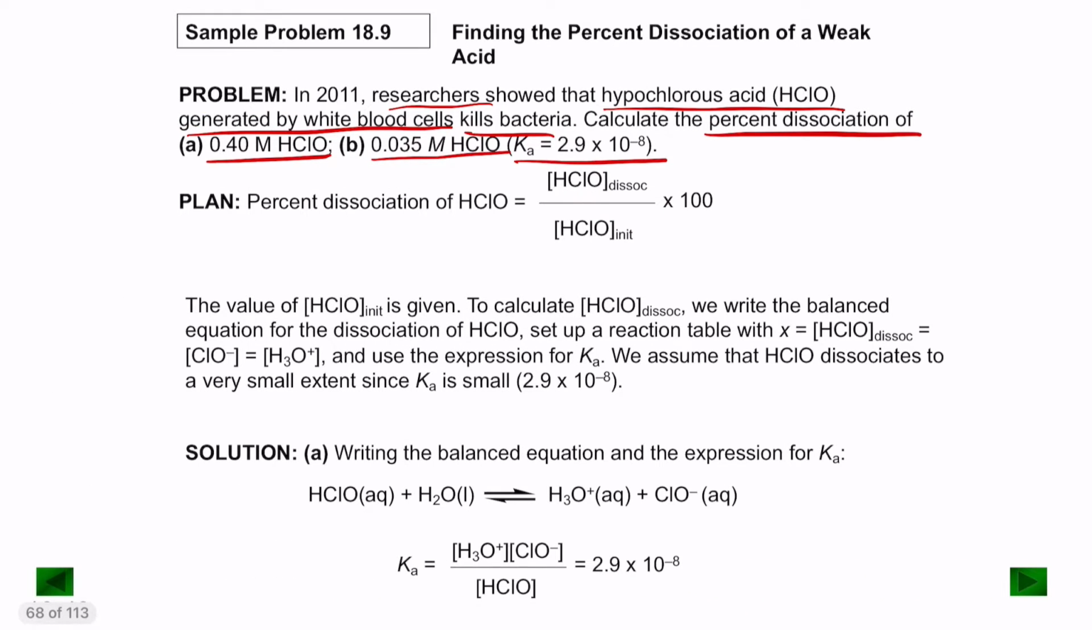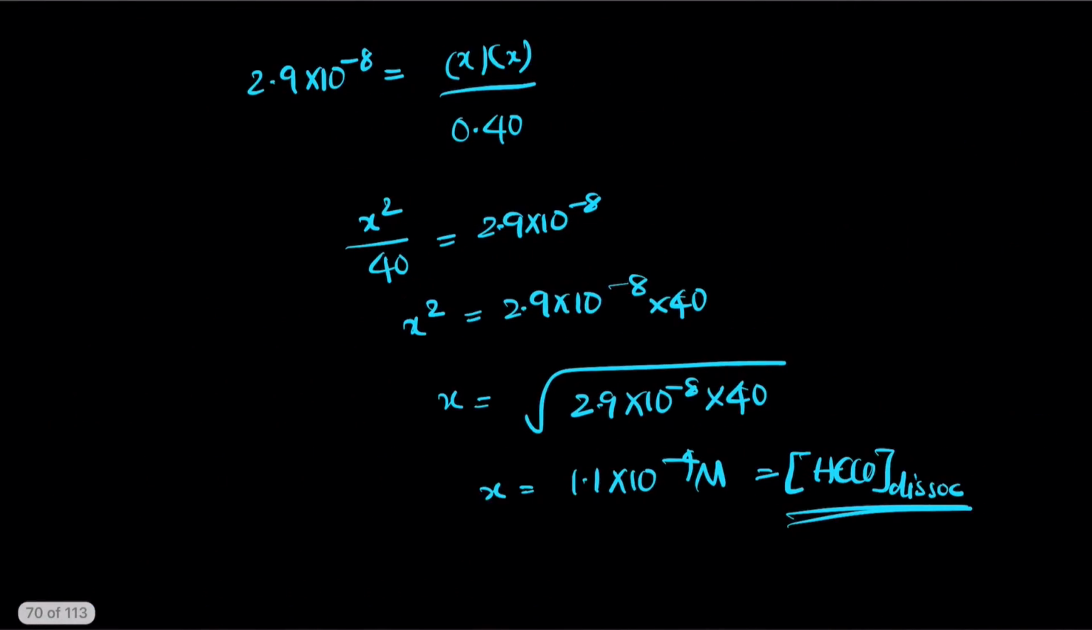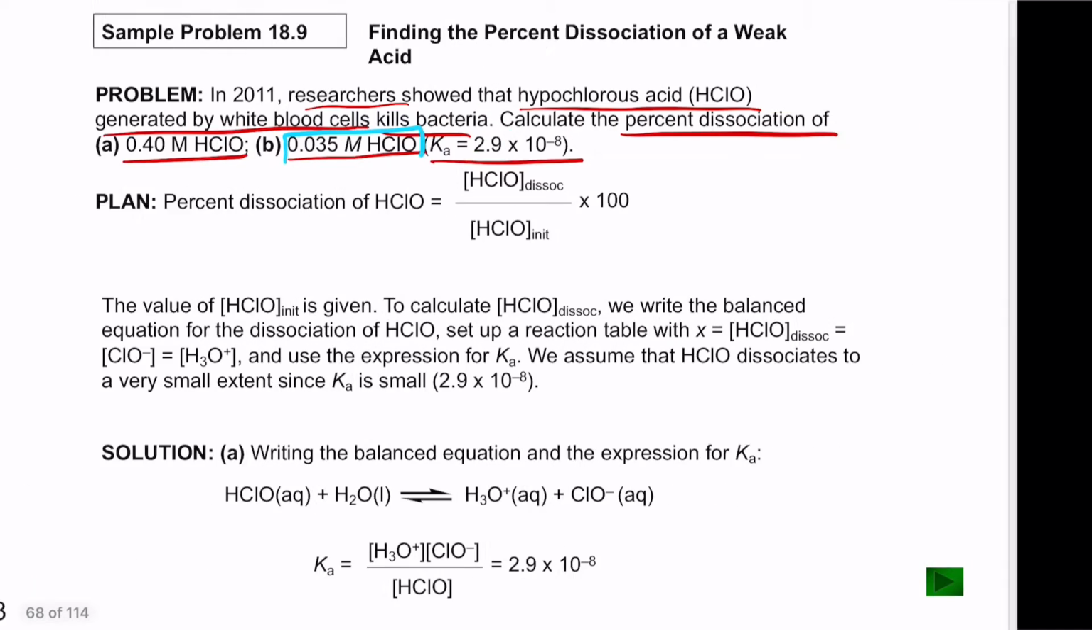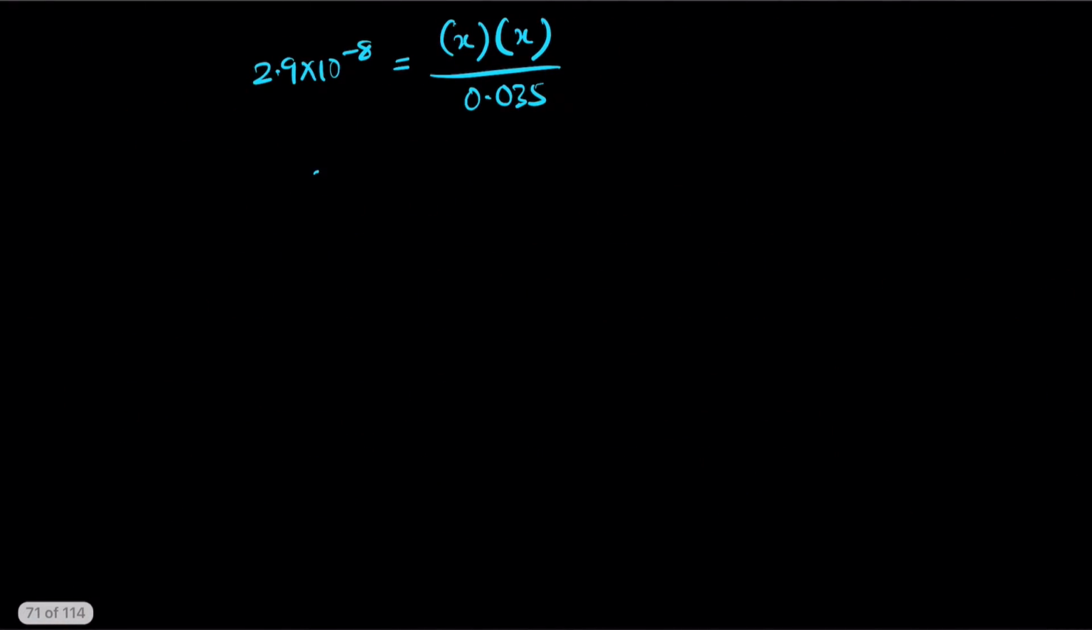So next, the concentration of HClO is given here. It is the exact same problem, but in turn we change the denominator to 0.035. So the value becomes 2.9 times 10 to the power negative 8 equals X times X over 0.035. So this becomes X squared over 0.035 equals 2.9 times 10 to the power negative 8.